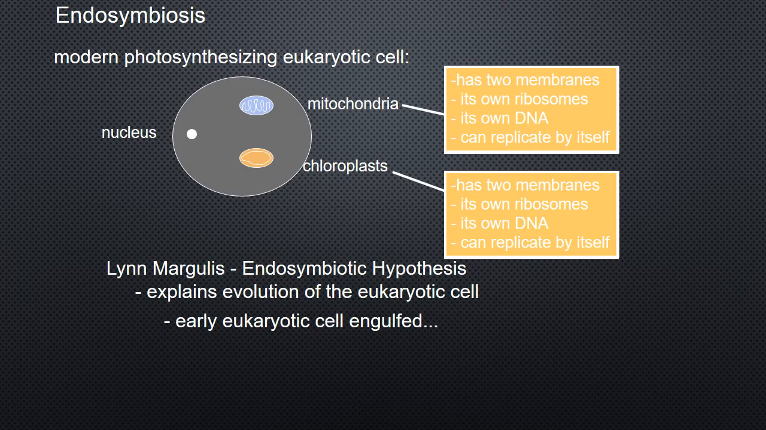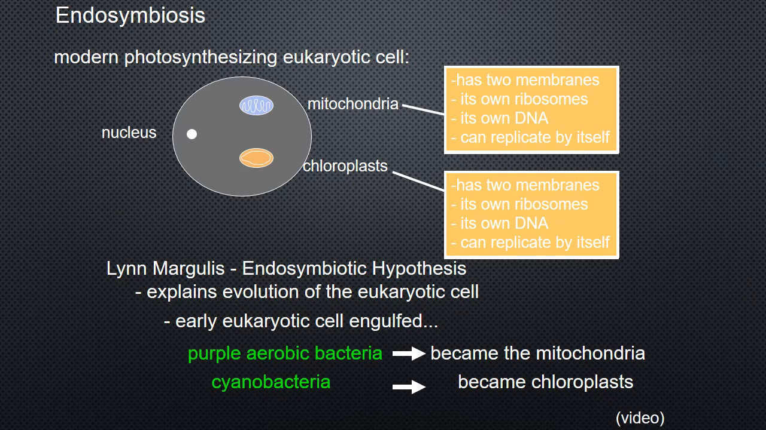So in the 1970s, a woman named Lynn Margulis came up with what we call the endosymbiotic hypothesis to explain how eukaryotic cells came to be. Basically what we started with was what we call LUCA. The last universal common ancestor is what that stands for. And it basically means it's a prokaryotic cell from way back when that we don't know much about.